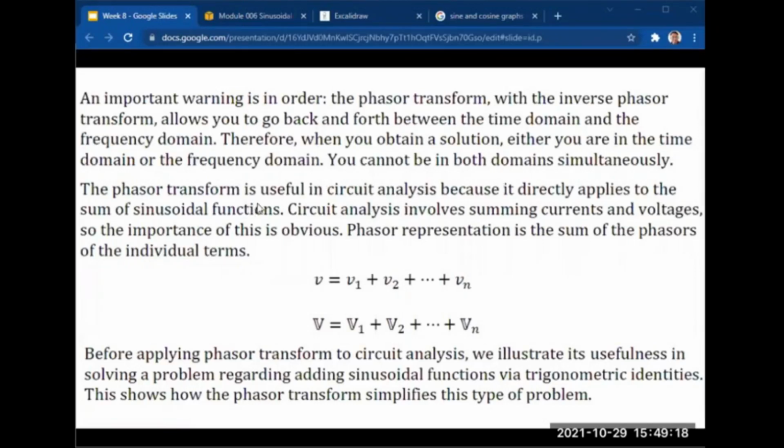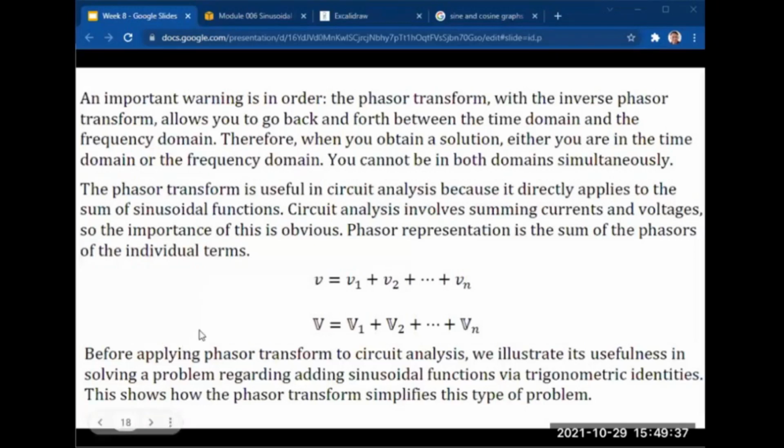The phasor transform is useful in circuit analysis because it directly applies to the sum of sinusoidal functions. Circuit analysis involves summing currents and voltages. So the importance of this is obvious. Phasor representation is the sum of the phasors of the individual terms.